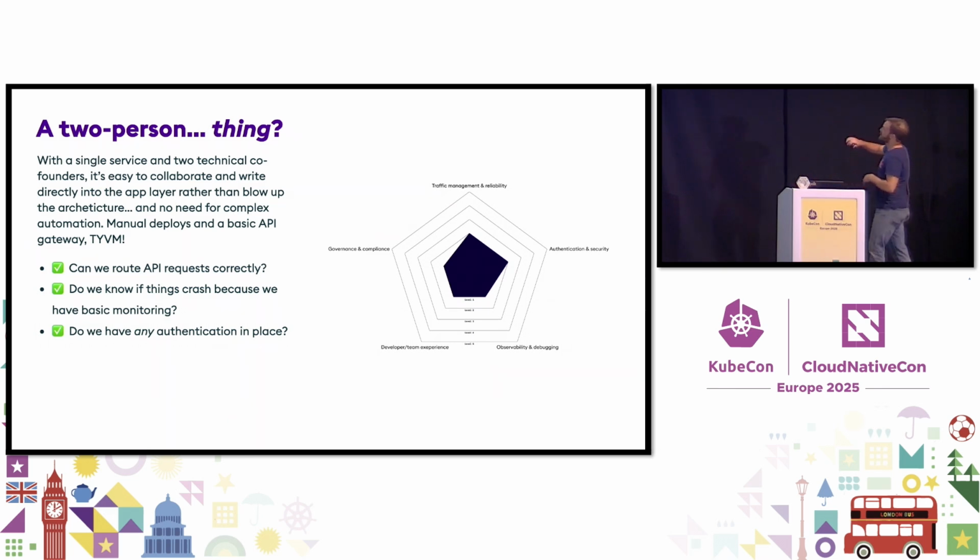So you can see here that this 2-person thing is like 2 technical co-founders. They're just shipping code. They're not concerned about complex CI/CD. It's just easier for them to work in tight collaboration. But you can see that a pretty common pattern that myself and people that I've talked to about this have recognized is that it's pretty common to go deep on something like traffic management, and maybe authentication as well, before you spend any time worrying about something like developer experience or especially governance, which I'll talk about in a little bit.